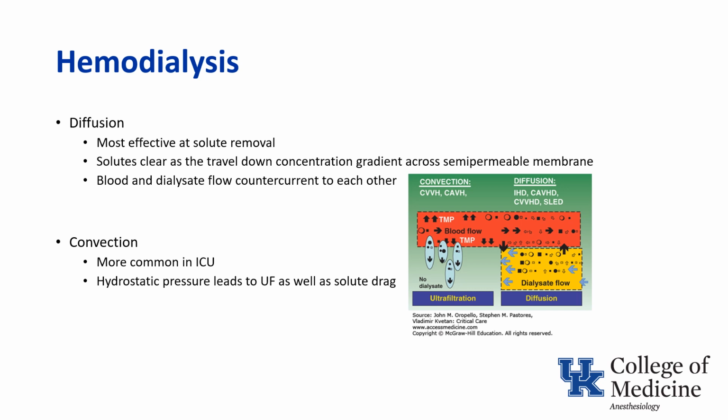Diffusion is the one that we'll see used with intermittent hemodialysis, the one that people go to a couple times a week. It has very high flow rates, and what happens is you have solutes. You have your blood that flows in one direction and dialysate that flows in the opposite direction. And these solutes from your blood travel down a concentration gradient across the semi-permeable membrane, right?